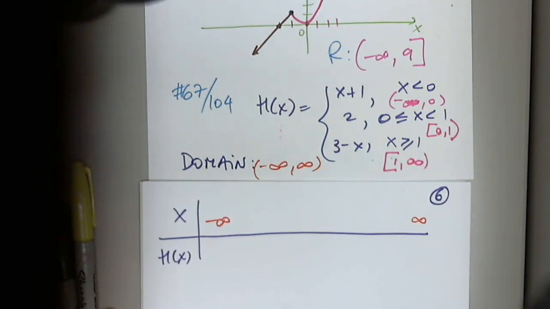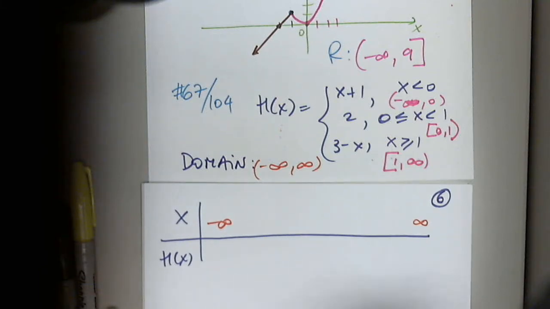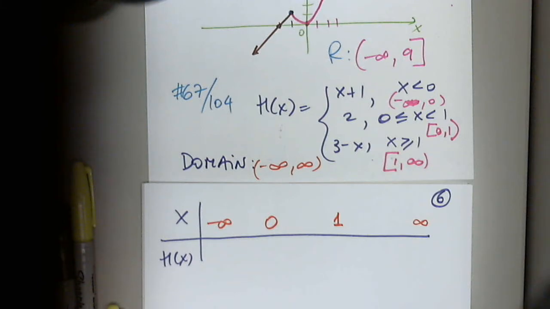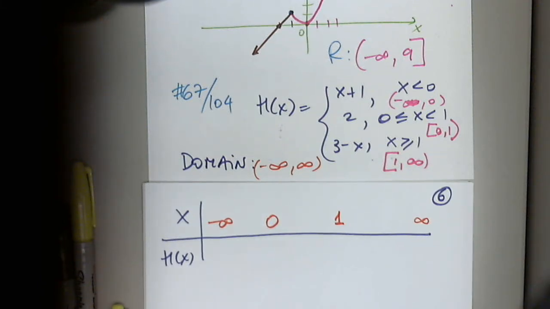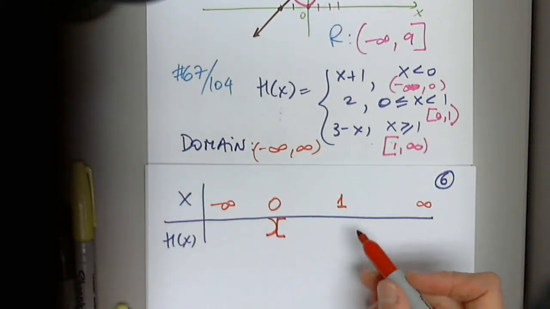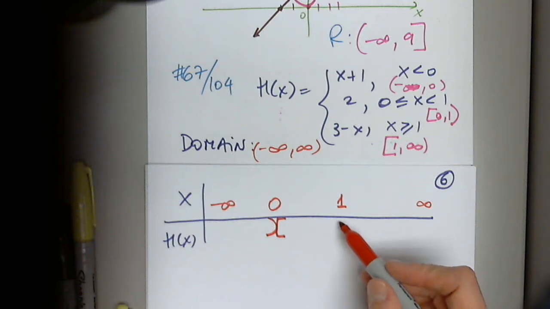Which x values are key, and they have to be in the table? Key points or key x values. 0. And? Perfect. What symbols do I write under 0? Parenthesis to the left and bracket to the right. Awesome. And under 1? The same thing. Very good.